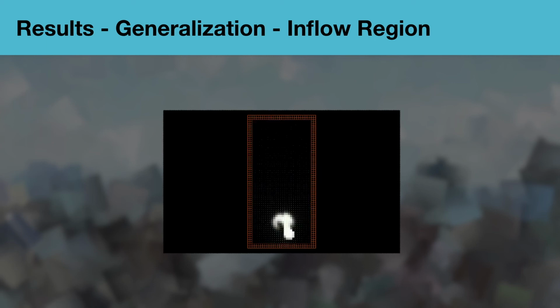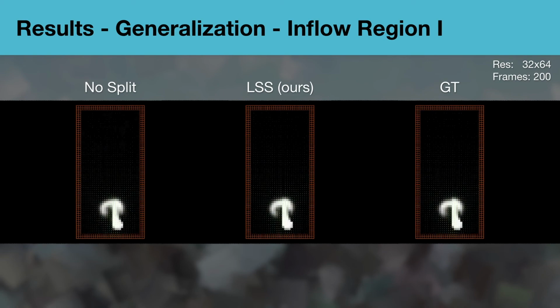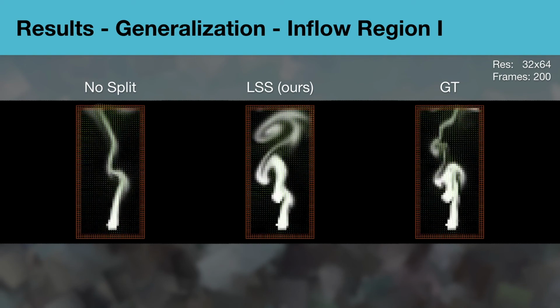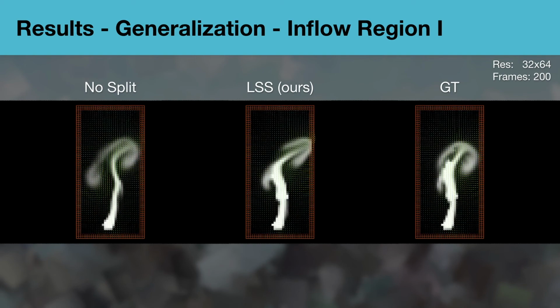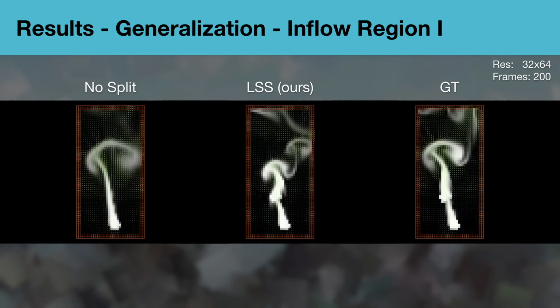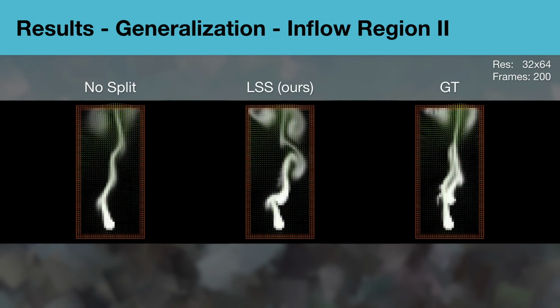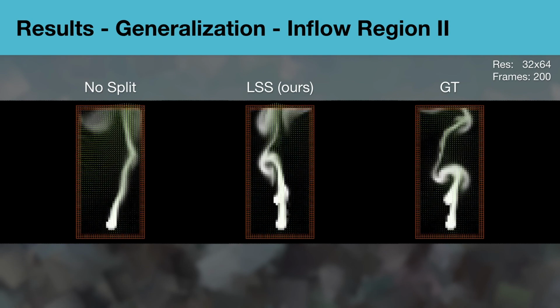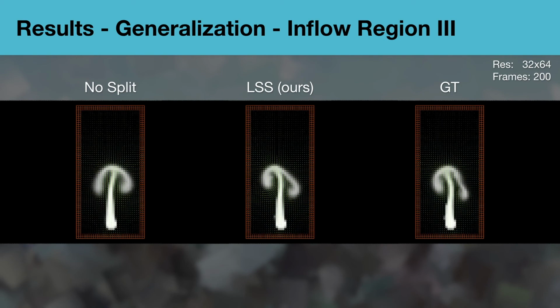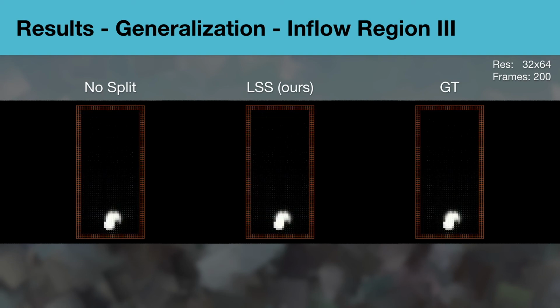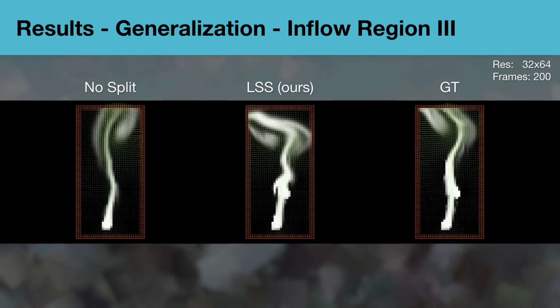In the following, we demonstrate how the different methods react to a second inflow region that was not seen during training time. As seen in the examples, our method is capable of gracefully handling new inflow regions and positions unseen during training.